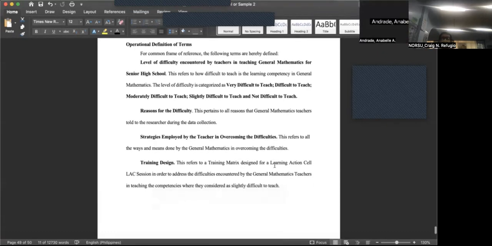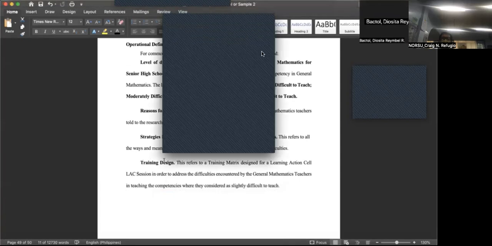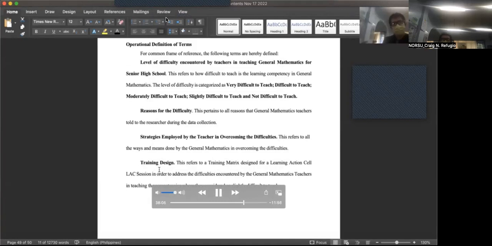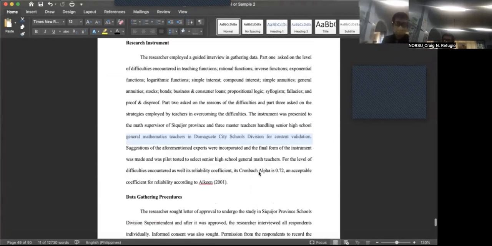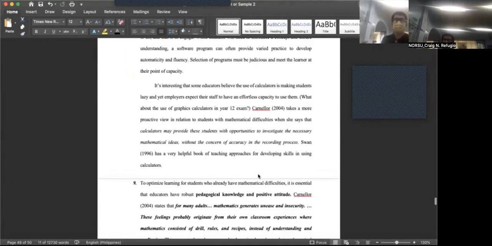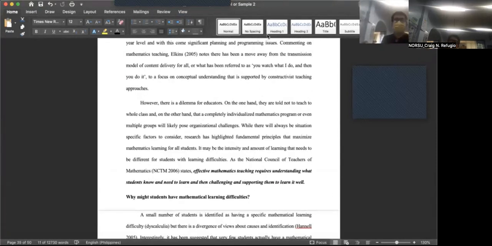Then the training design, because that is actually the main target, to come up with a training design. So this refers to blah, blah, blah. You can copy that definition, but you are going to contextualize that one based on your operational definition of terms. So is that clear to everyone?